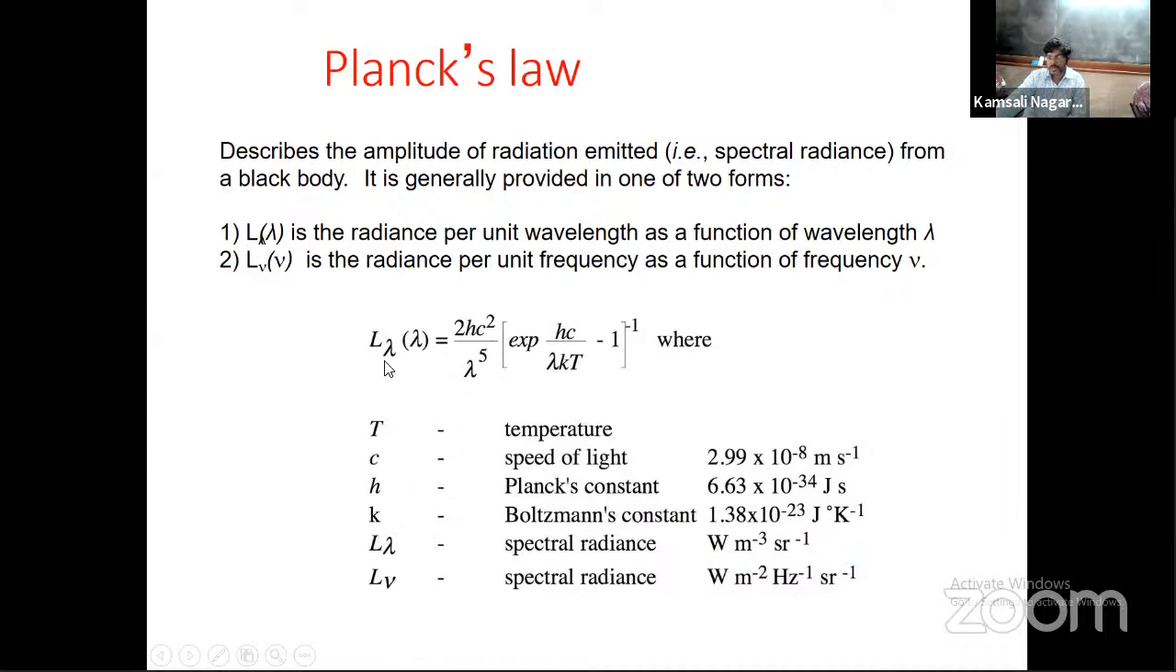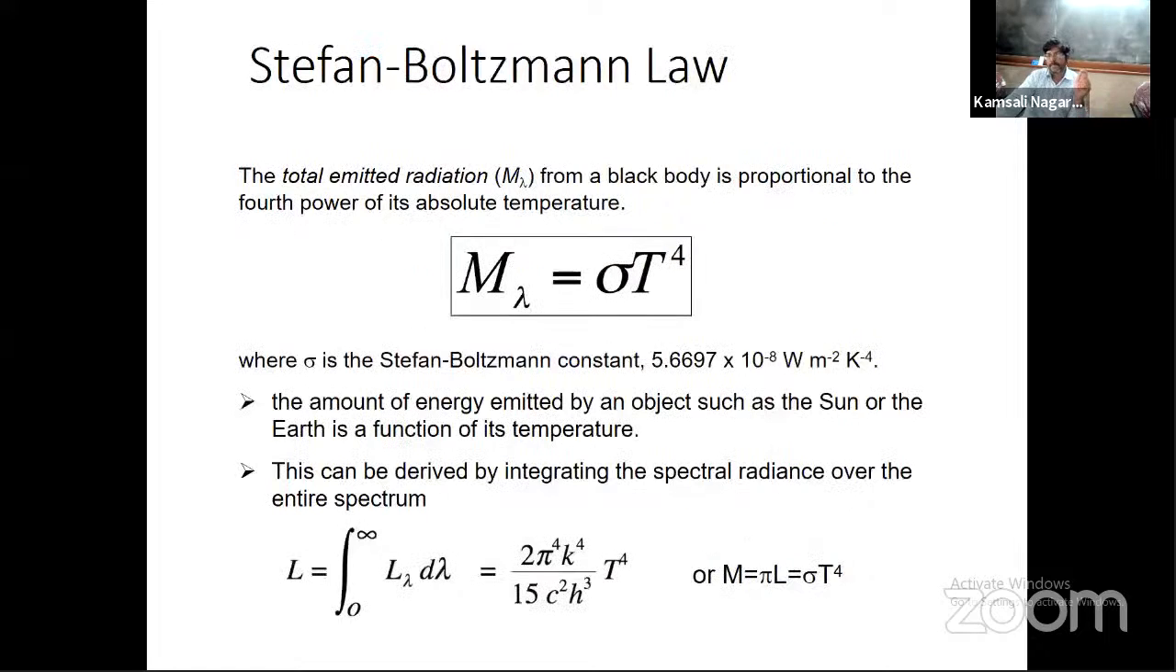Here the terms and symbols used follow the standard terminology, whether you refer to books from Europe, Asia, Russia, or elsewhere. T is the temperature in absolute Kelvin, c is the speed of light, h is Planck's constant, k is the Boltzmann constant, and this is the spectral radiance.